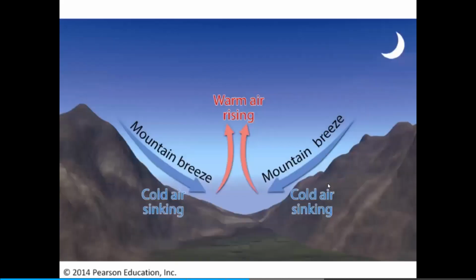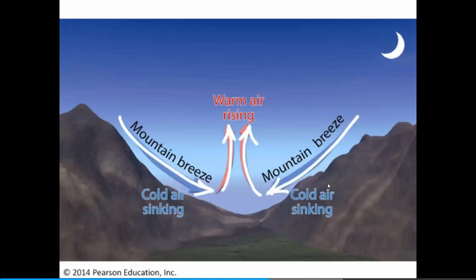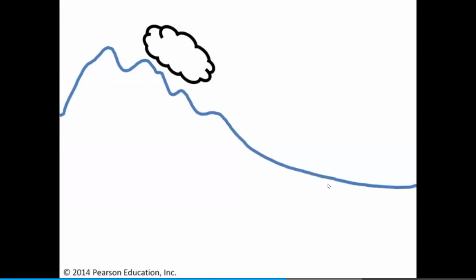The opposite of a valley breeze is a mountain breeze. This one occurs at night. Cold air sinks and basically rides down the mountain slopes into the valley. At night, the air above the mountain slopes cools rapidly and drains into the warm valley below, and that creates a mountain breeze.